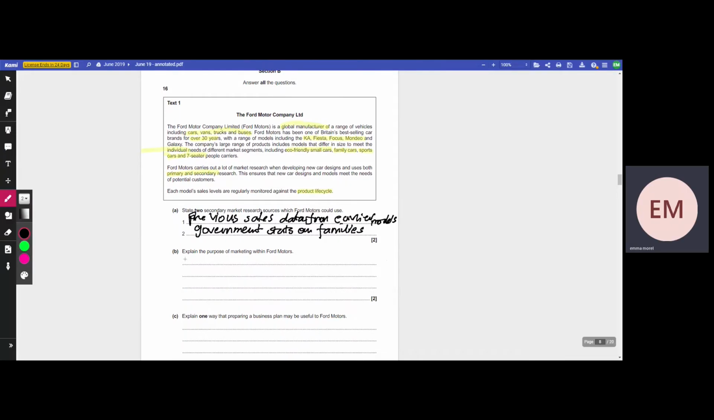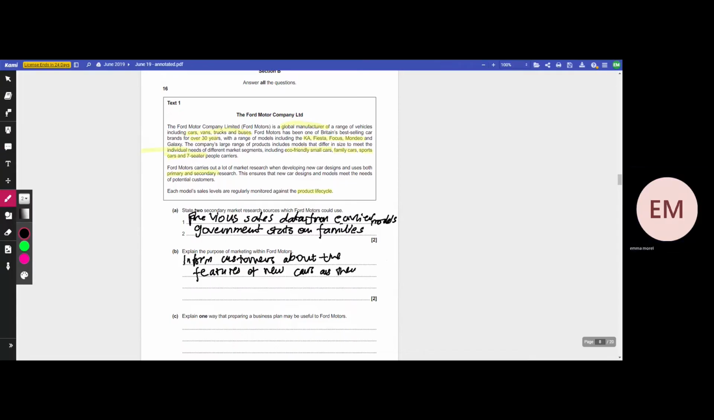So the purpose of marketing within Ford Motors is to inform customers about the features of new cars as they are launched. Okay, so I've explained it. So informing customers, that will get me my 1 mark. And then because I've said features of new cars, that will get me my 2nd mark for the context.